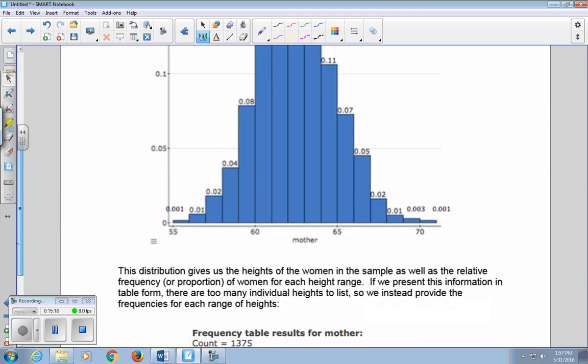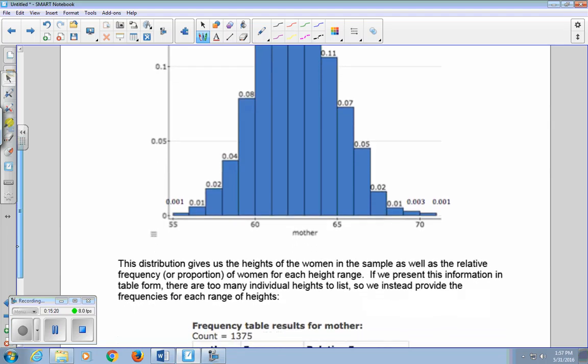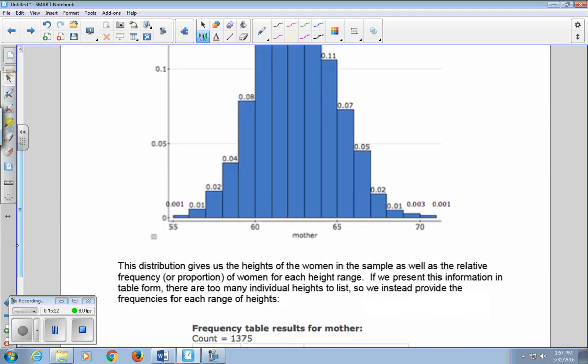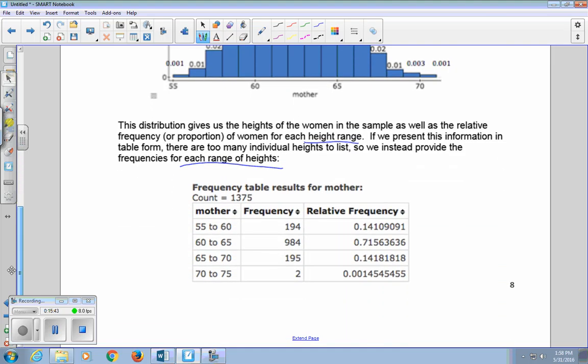So this distribution gives us the heights of women in a sample as well as the relative frequency of women for each height range, okay? Because we have continuous data, we have intervals of height ranges. If we present this information in table form, there's too many individual heights to list, so we instead provide the frequency for each range of heights. So we can see the table below.